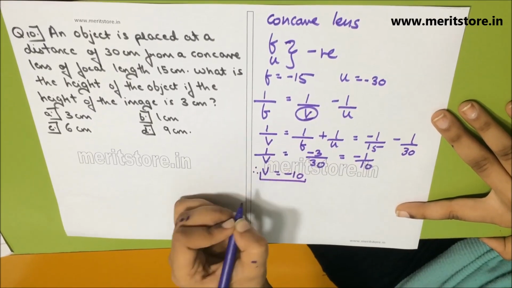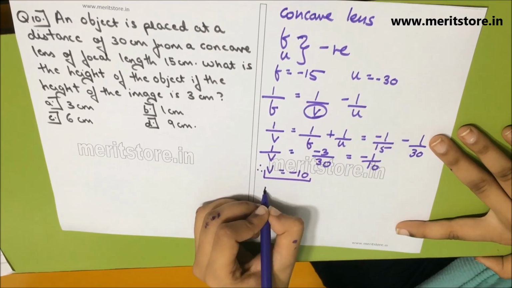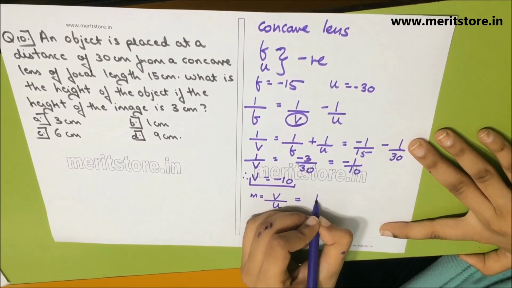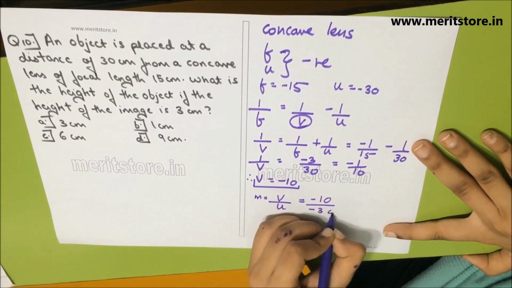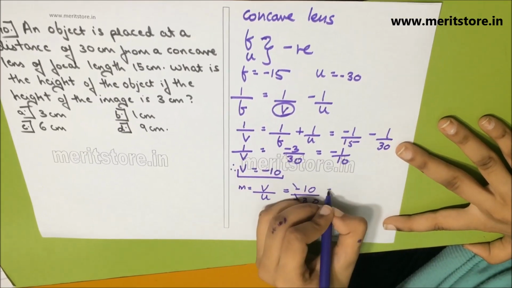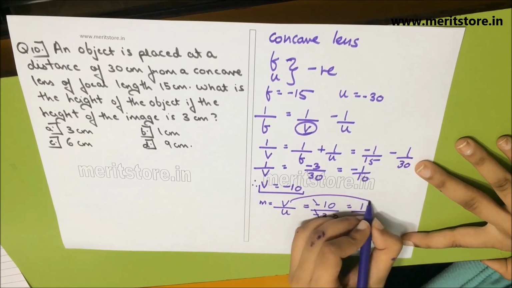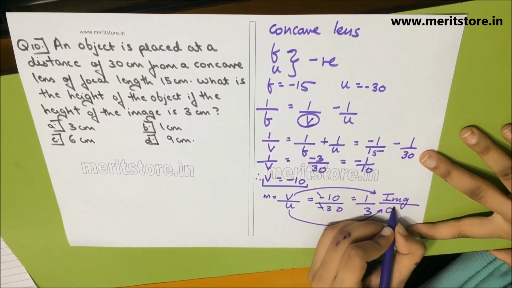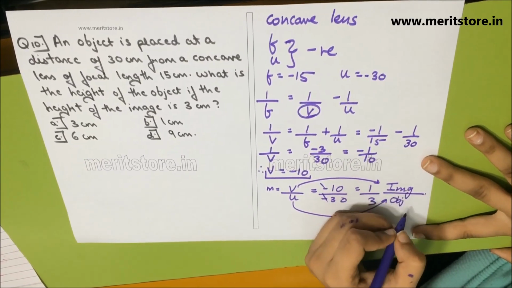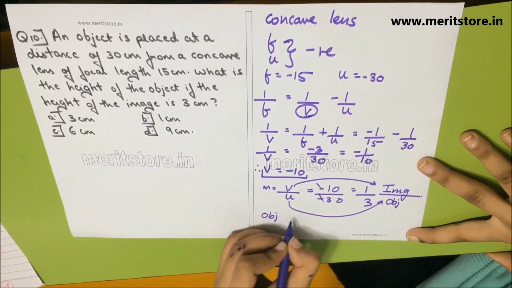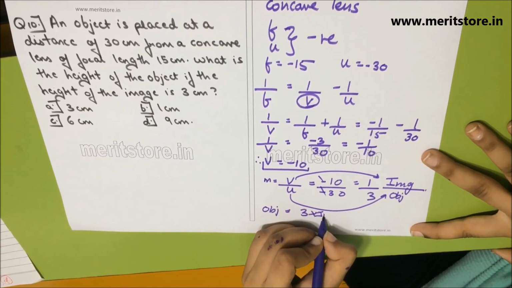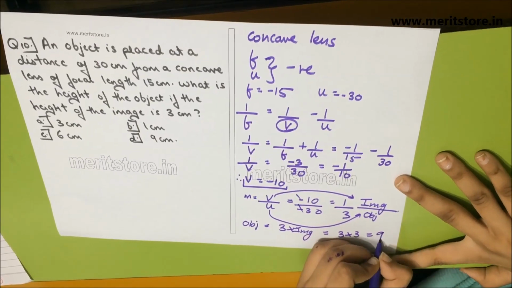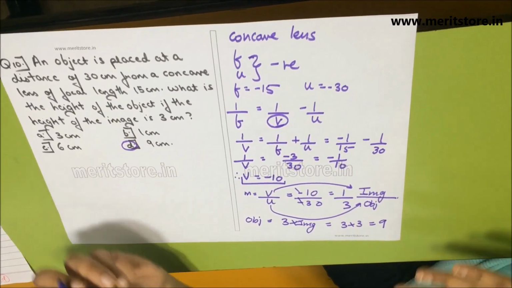Over here, I have got v as minus 10. I know magnification is v by u, which is equal to minus 10 by minus 30. Minus minus cancel. This is 1 by 3. v is for the image, whereas u is for the object. So image upon object. Therefore, I will get object is equal to 3 into image, which is equal to 3 into 3, which is 9. The answer is D.